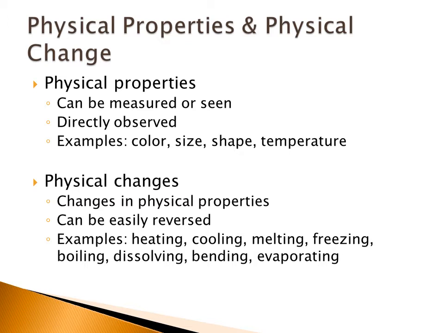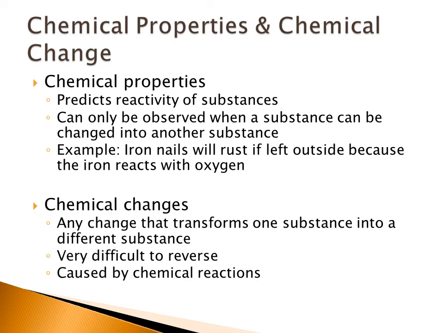Things like heating, cooling, melting, freezing, boiling, dissolving, bending, evaporating. All of these things we can undo rather easily. Whereas if we look at chemical properties and changes, they cannot be reversed very easily. And that's because chemical changes are changes that actually change your substance.